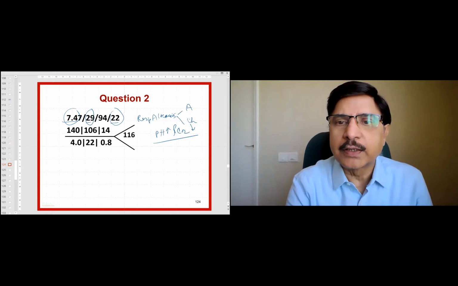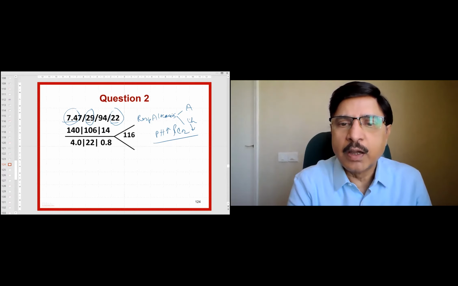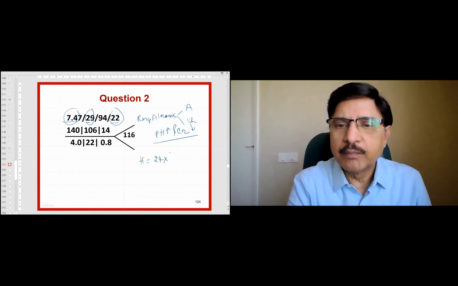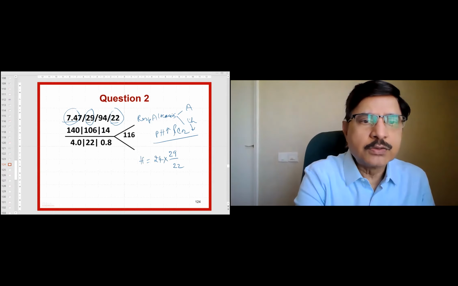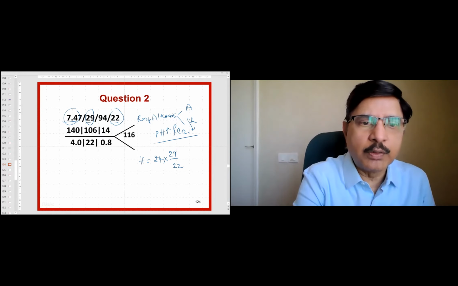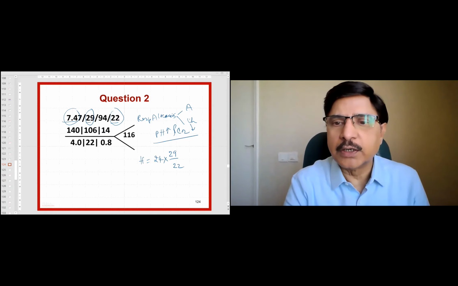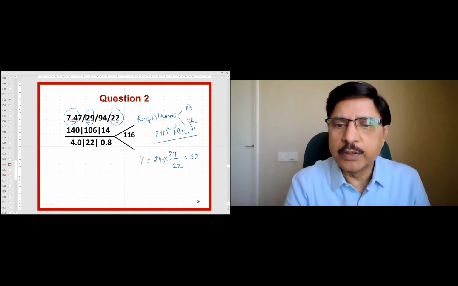Now we have to verify the consistency. First is the pH. Second is the direction of the variables PCO2 and pH. That we did. The third question is consistency. How do we verify the consistency? H is equal to 24 multiplied by PCO2 by bicarbonate. 29 by 22. So I'll solve it out for you. Don't worry, I have a calculator right now here. So 24 into 29 divided by 22. That is 32. So 32 means hydrogen concentration.